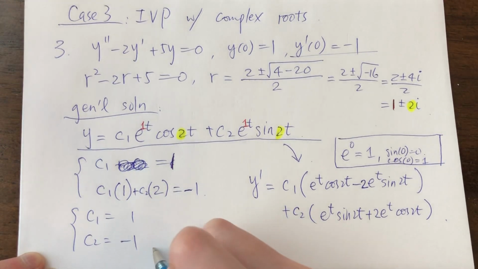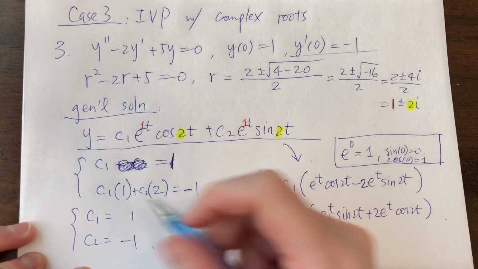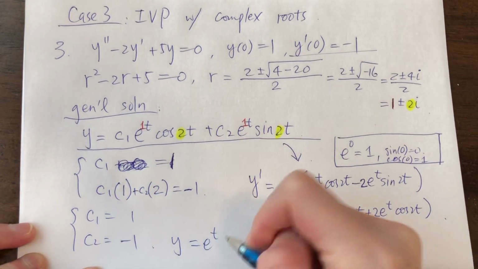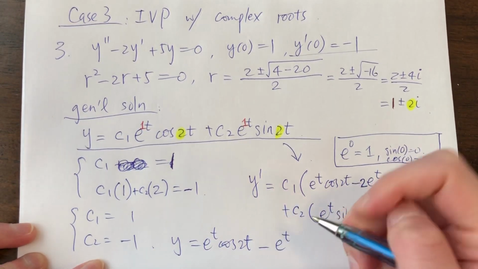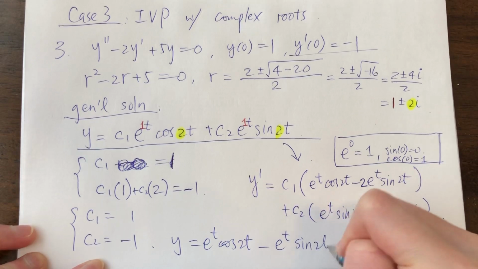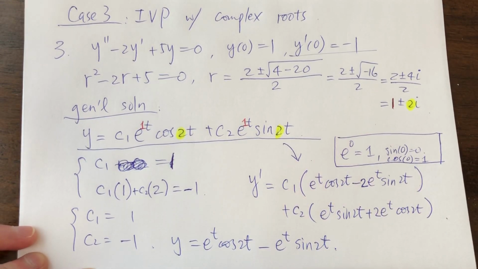So the final step is to make a conclusion now that we know c1 and c2. So it's e to the t cosine 2t minus e to the t sine 2t. Okay, so that's the solution.